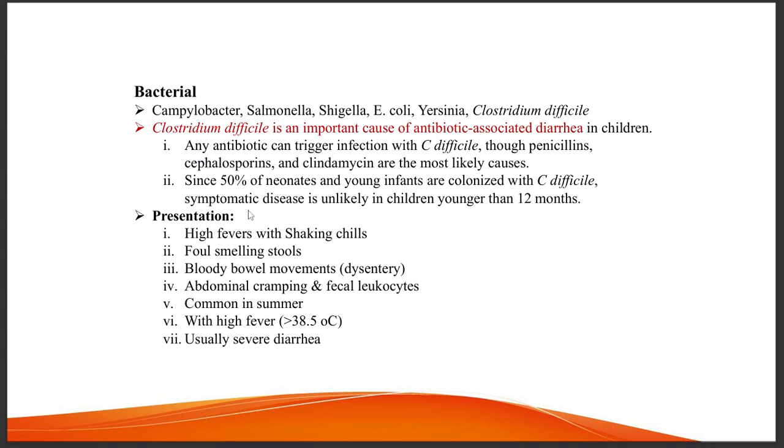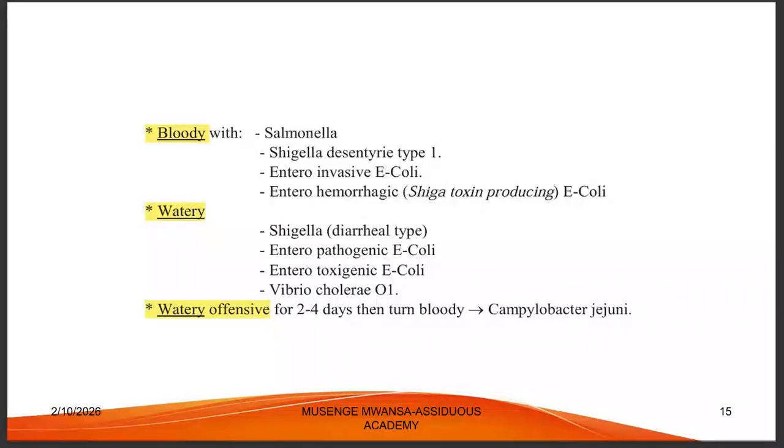Clostridium difficile. The presentation for bacterial diarrhea: there's going to be a high grade fever, different from the one in viral, and then shaking chills, foul smelling stool. Sometimes it can also be bloody stool, abdominal cramping, and also fecal leukocytes. And this one is more common in the summer. There's going to be high fever, greater than 38.5 degrees Celsius. Usually here the diarrhea is going to be severe, more than 10 motions in a day.